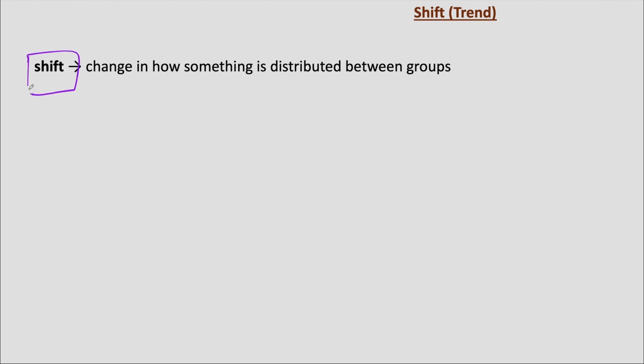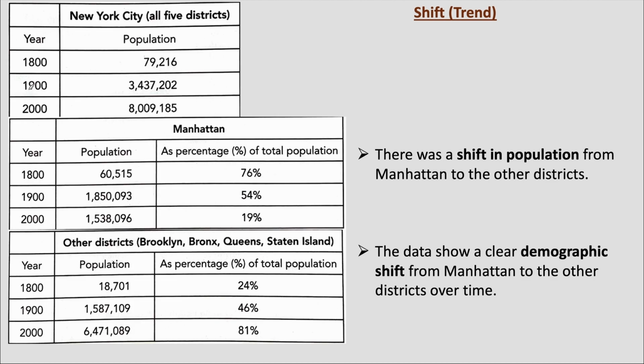We use shift when one group becomes less important and another becomes more important over time. For example, in this question, population percentages are changing. So we can use the phrase demographic shift or shift in population.